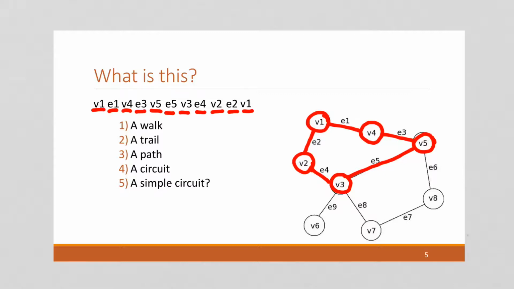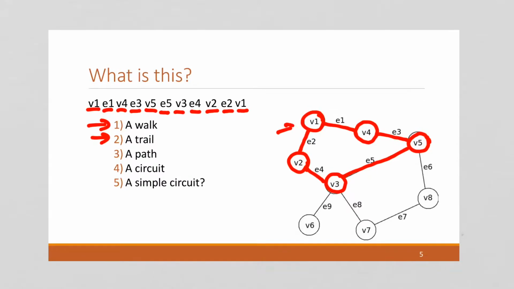So you might wonder, what is this? Well, pretty much everything is a walk. It is a trail because we don't repeat any edges twice. It is not a path, and that's because we repeat the start vertex twice. So it's not a path. It is, however, a simple circuit, which means it's also a circuit.